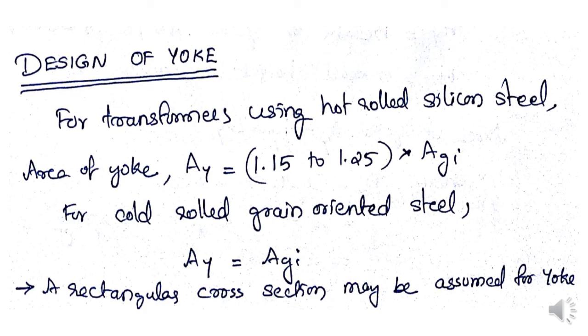Next, we will discuss the design of yoke. For transformers using hot rolled silicon steel laminations, the area of yoke, that is Ay, is equal to 1.15 to 1.25 times AGI. That is, AGI is the gross iron area of transformer core, and Ay is the area of cross section of yoke. For cold rolled grain oriented steel laminations, area of yoke is equal to gross iron area, AGI. A rectangular cross section may be assumed for yoke. Thank you.